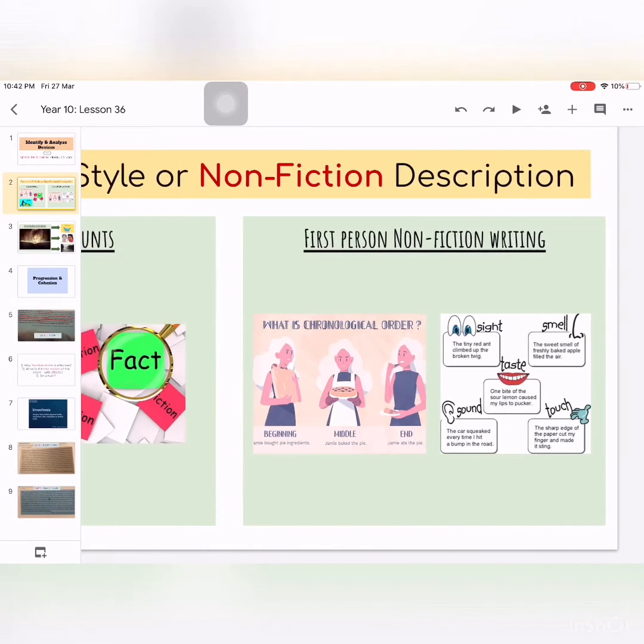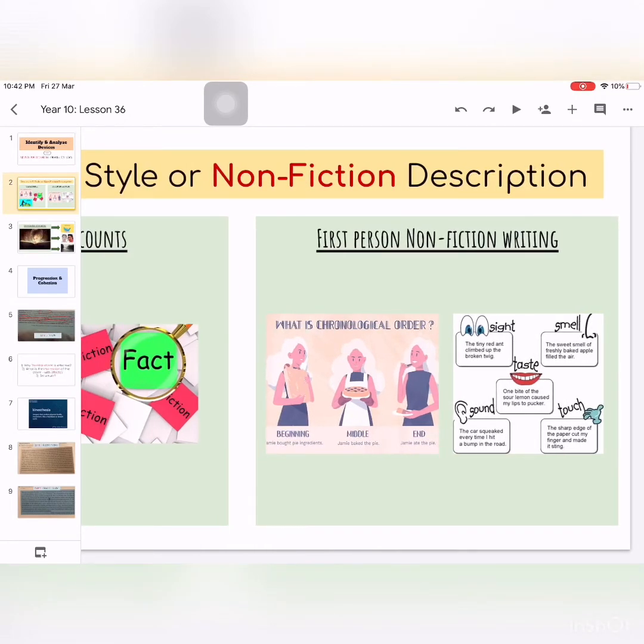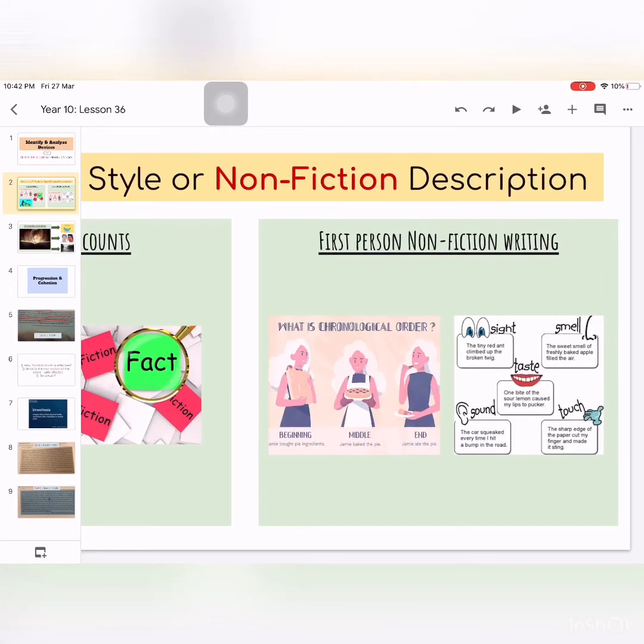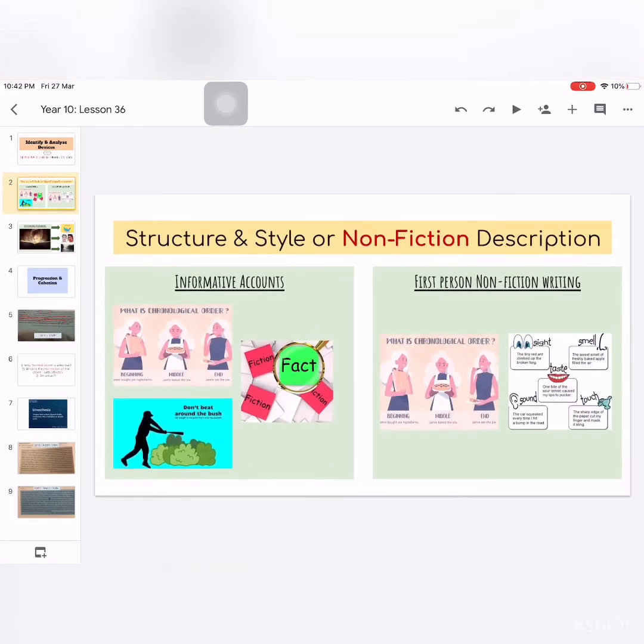So, first person nonfiction writing, which is our topic for today, it needs to be in a chronological order, but you can put somehow imagery like sight, the tiny red ant climb up the broken twig. Okay, this is just an example, but you know sight, right? Smell, or we use olfactory, taste, gustatory, sound, auditory, and touch, tactile. So nonfiction writing, it must be in chronological order and it must use imagery. Remember that until you die.